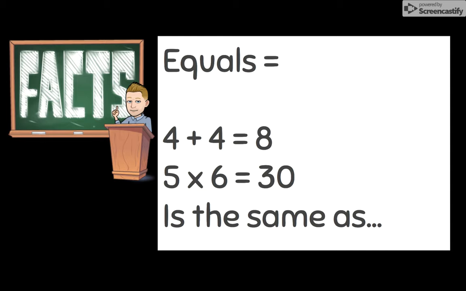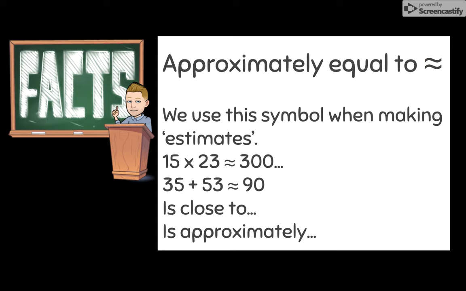Alright, now some symbols that could be new to you. What does this squiggly one over here mean? Ooh, tricky. It means approximately equal to. We use this symbol when making estimates. So 15 times 23 is close to, or is approximately, 300.